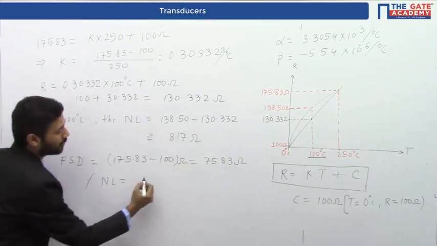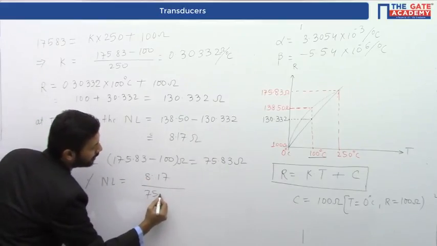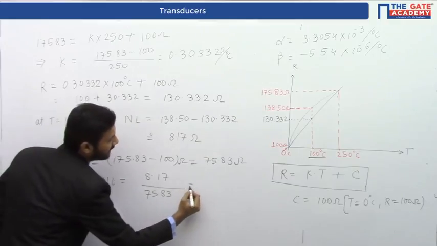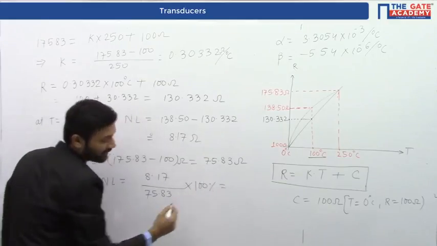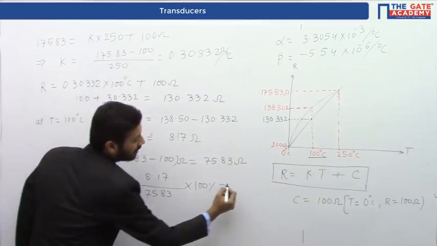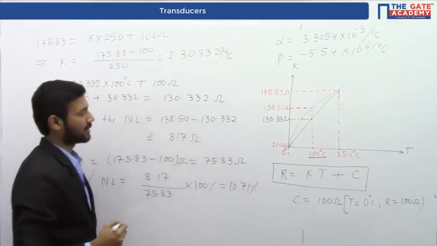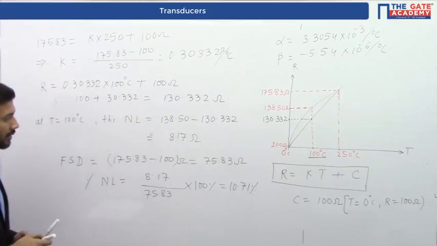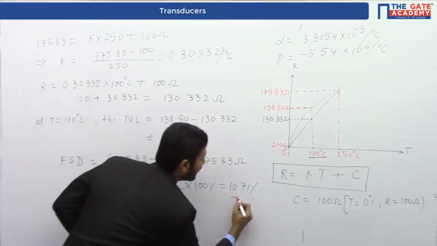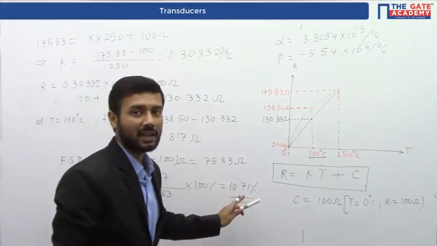Now the percentage non-linearity is equals to 8.17 by 75.83 into 100%, and that is equals to 10.71%. And this is our final answer.